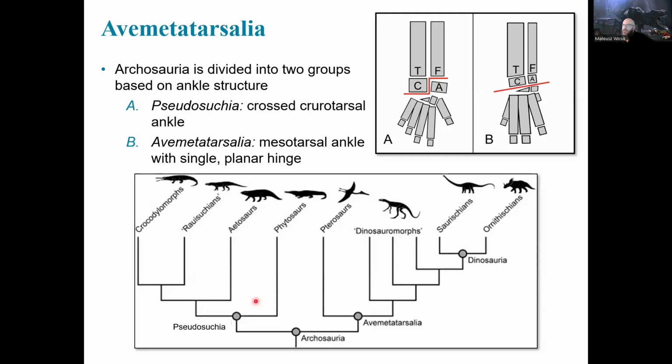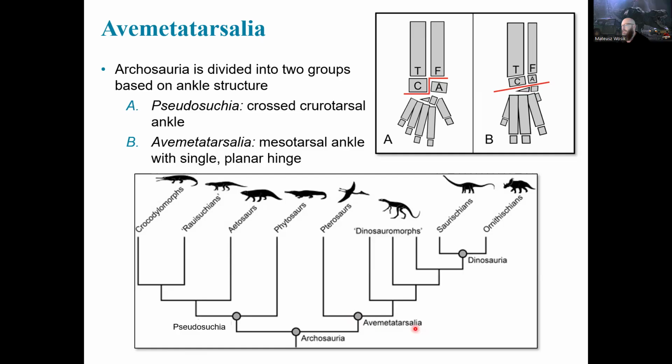So Archosauria is split into two groups. We have what's called Pseudosuchia. This translates into fake crocodiles, but we know that they're not necessarily fake. It's just the way that we sometimes have to name things, because some of these in this group are not necessarily crocodiles, but it's a more inclusive term that we've named that group. And then the other side is Avemetatarsalia.